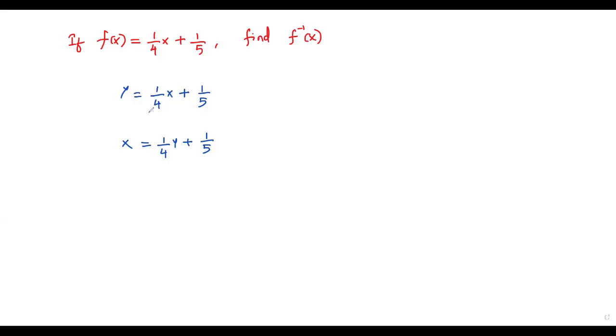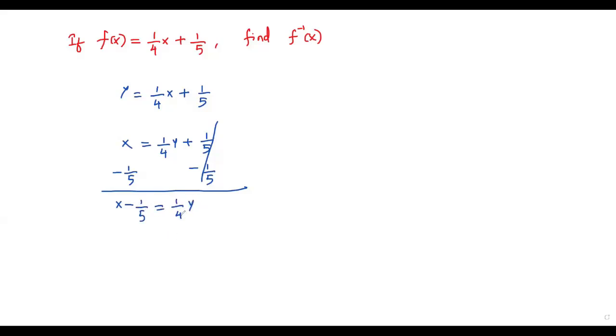Okay, in the third step, I have to solve for y in this equation in terms of x. Okay, let's solve for y in terms of x. For that, I have to get rid of this positive 1 over 5. For that, I have to subtract 1 over 5 from both sides. So when I do so, the positive 1 over 5 and negative 1 over 5 will cancel out. So I'm getting x minus 1 over 5 is equal to 1/4 of y.